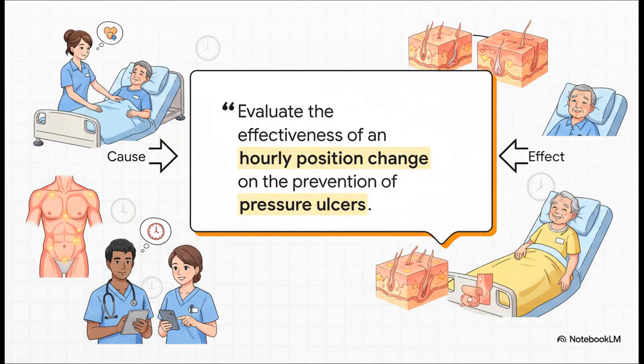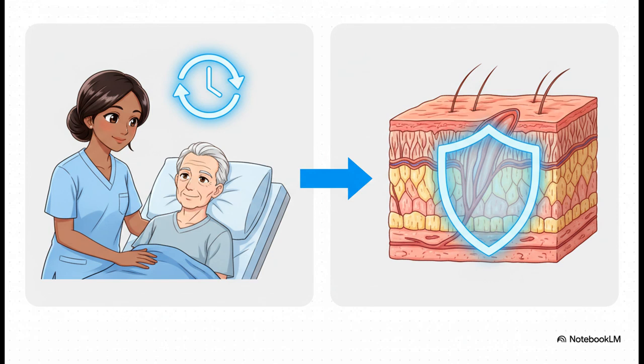Okay, one final case, and this one is super common in clinical practice. We're trying to see if changing a patient's position every hour can help prevent pressure ulcers. So apply that cause and effect rule. What's the nursing action and what's the patient outcome? That's it, you got it. The independent variable, our cause, is the intervention itself, that hourly position change. The dependent variable, the effect we really care about, is the incidence of pressure ulcers, or how often they occur.